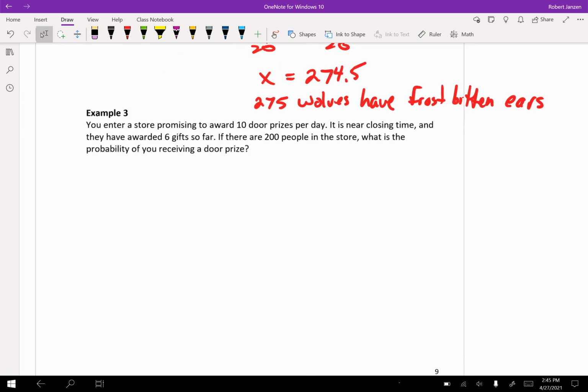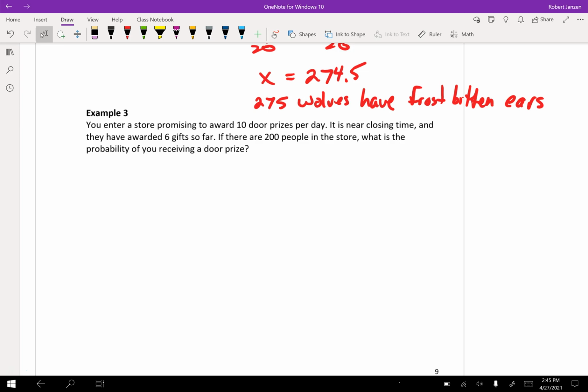All right, try the next one. Again, pause the video, do it on your own, and then see if you're correct by checking the answer. It says if you enter a store promising to award 10 door prizes per day, it is near closing time and they have awarded 6 gifts so far. If there are 200 people in the store, what is the probability of you receiving a door prize? If 6 prizes have already been awarded, then there are 4 prizes remaining for the customers.